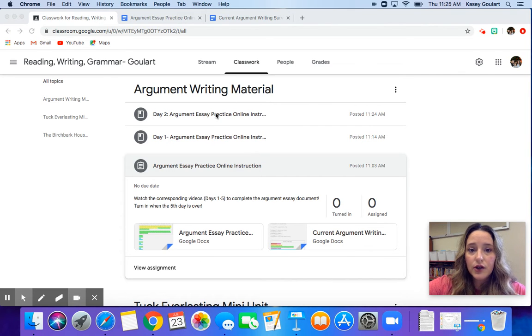Just like yesterday, go to your Google Classroom and classwork. Under the topic Argument Writing Materials, go to your Argument Essay Practice Online Instruction and click on both of the documents. You may click on just your Argument Essay Practice if you don't really need the survival guide to assist you.